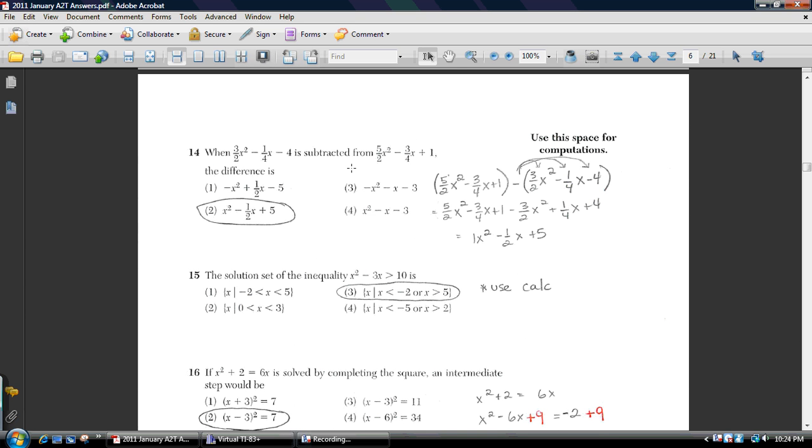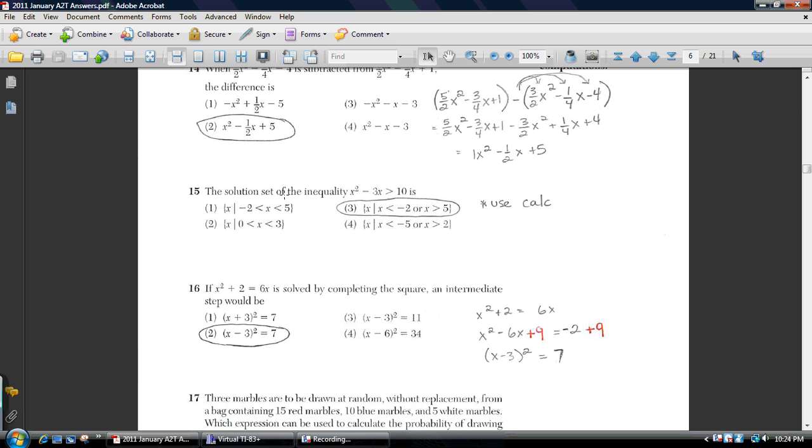When this is subtracted from that, this thing goes in the front. Subtracted from means this one comes first. Distribute the negative, subtract the fractions, find your answer. Piece of cake. The solution set of this inequality is, this is one I use my calculator for.